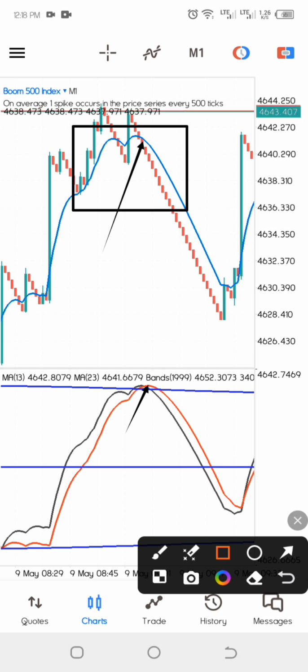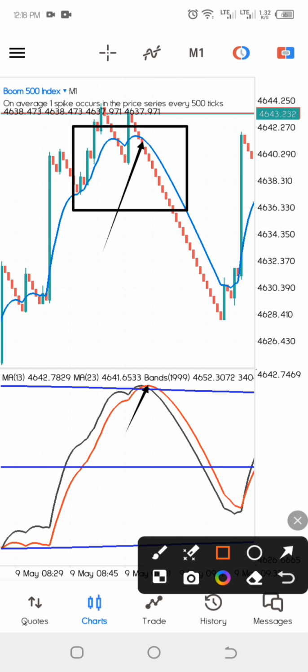After it breaks below the moving average, we patiently wait for at least 4 to 5 candles. We are not waiting for 3, 2 or 1 candle. We wait for 4 to 5 candles before we decide to enter our trades.